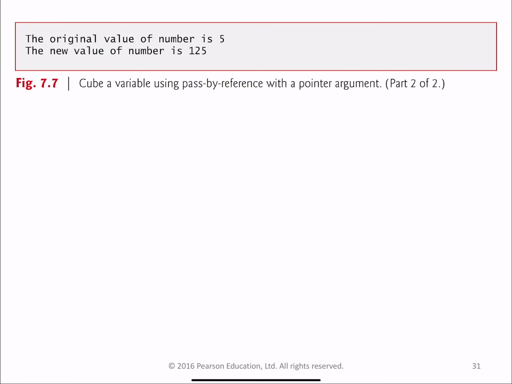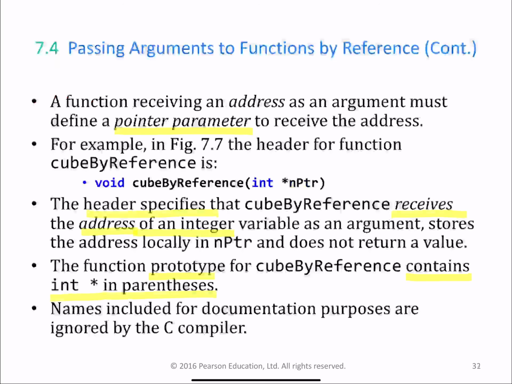If you run this one, the output will still look kind of the same. Value of number before is 5, value of number after you call the function cube by reference is 125. And now let me show you a graphical look at what's happening. So key differences over here, of course, the cube by reference function has a different looking prototype because the argument we're passing is, well, an address.